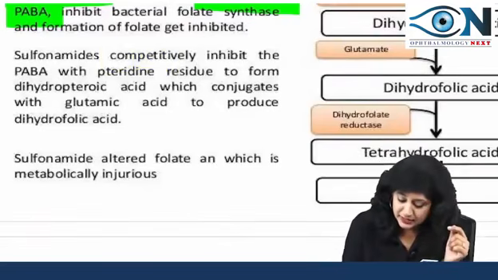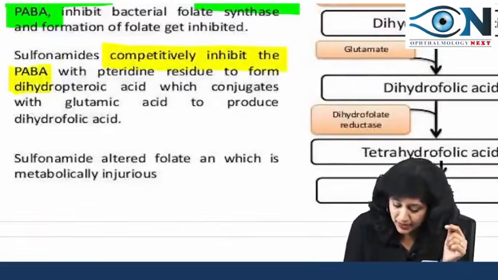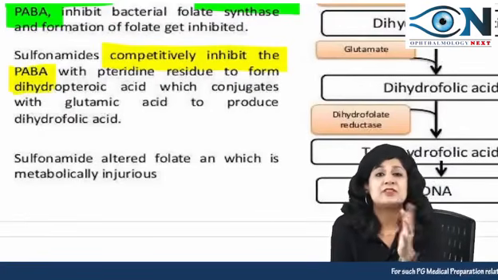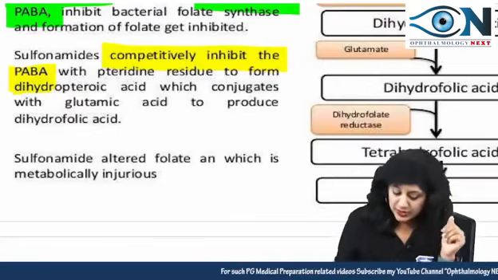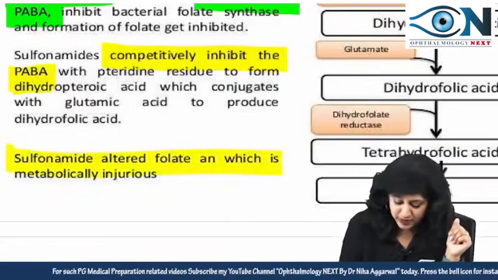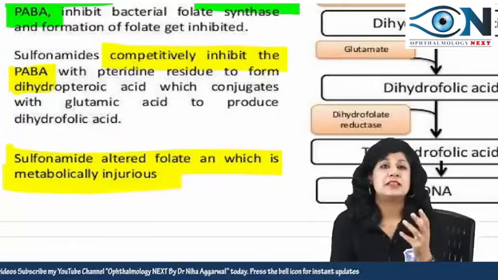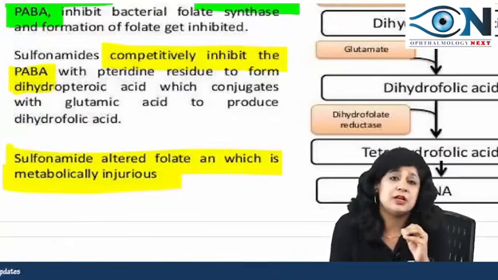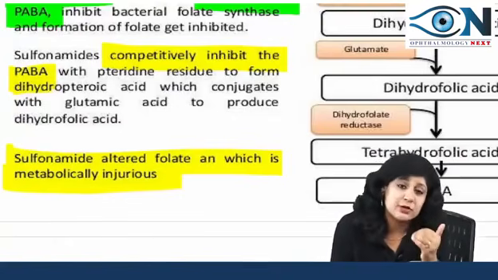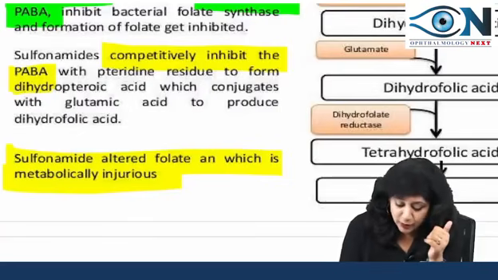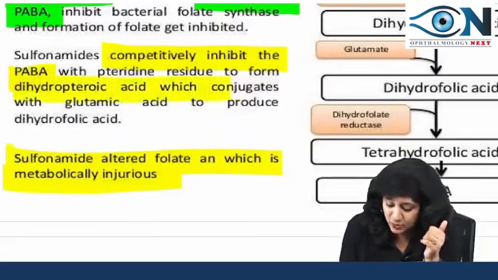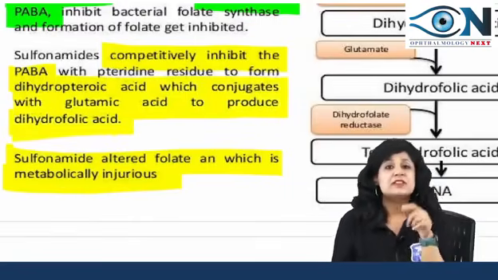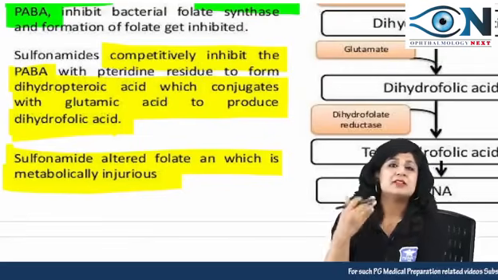So, what they are doing is, they are the competitive inhibitors with the PABA, and the PABA that was required to produce the folic acid, which is not being produced now. So, they altered a folate, which is metabolically injurious. Instead of the folate, what is forming when these sulfonamides are combining? They form the dihydropteroic acid, which is conjugating with the glutamic acid to produce the dihydrofolic acid. So, this is actually the metabolically injurious one, and this is how we are giving.